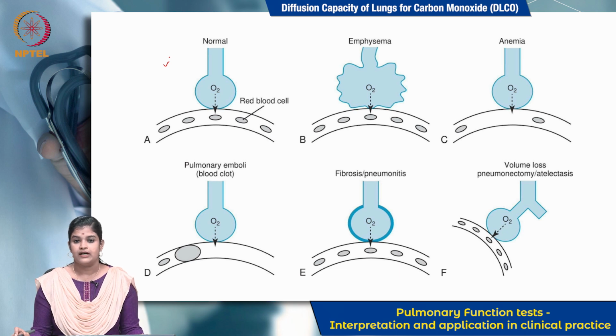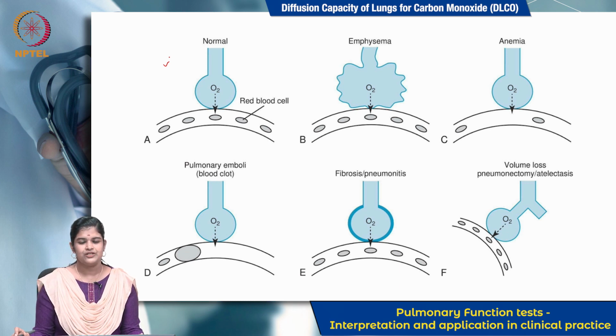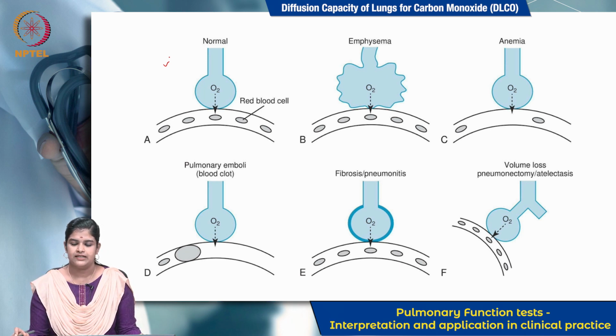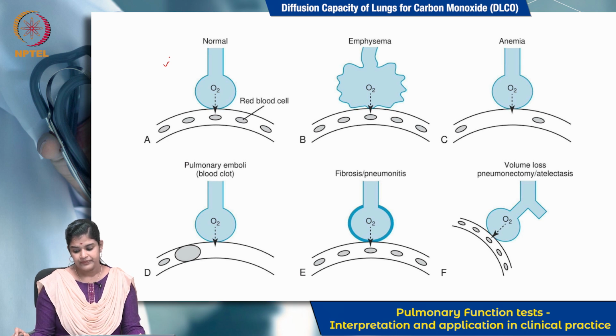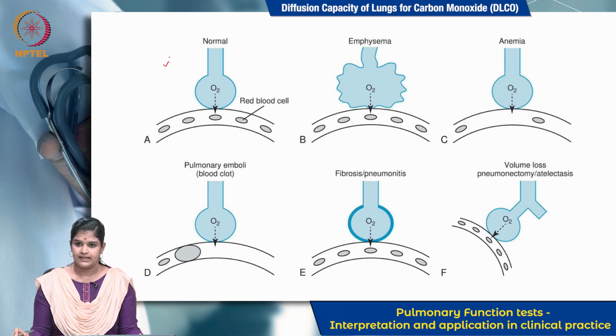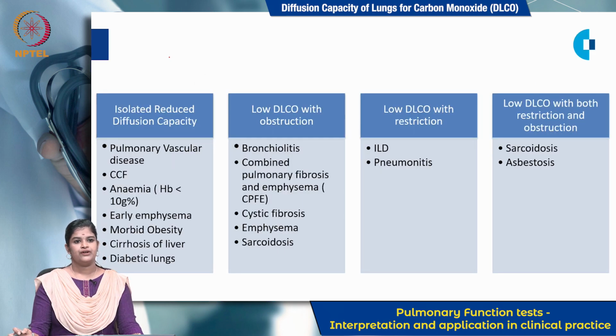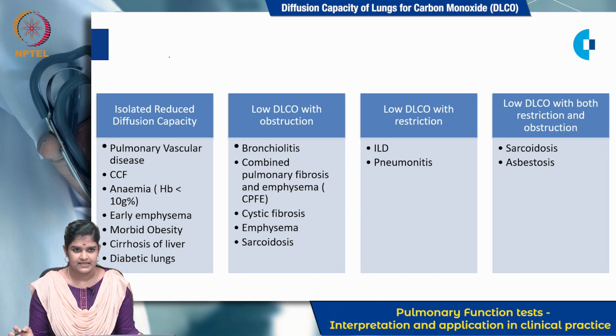In case of diseases like interstitial lung disease, where there is going to be fibrosis, pneumonitis, there is going to be thickening of the interstitium, thickening of the alveolar capillary membrane, resulting in reduction in the diffusion capacity of the lung. In cases where there is going to be reduction in area like pneumonectomy or atelectasis, there is going to be reduction in diffusion capacity. So, let us see few conditions where we are going to get reduction in diffusion capacity.